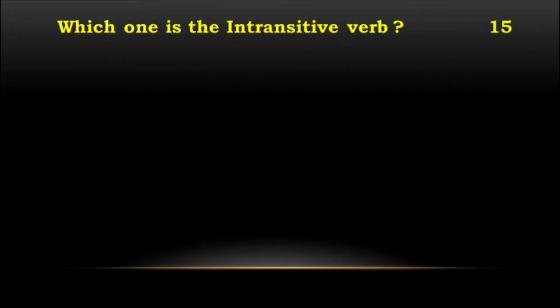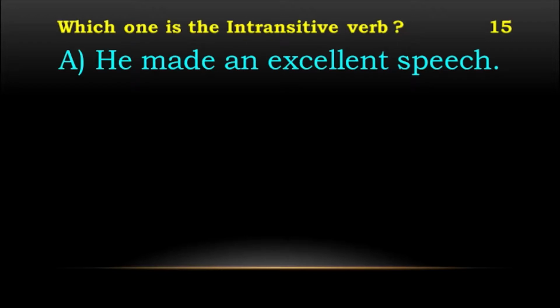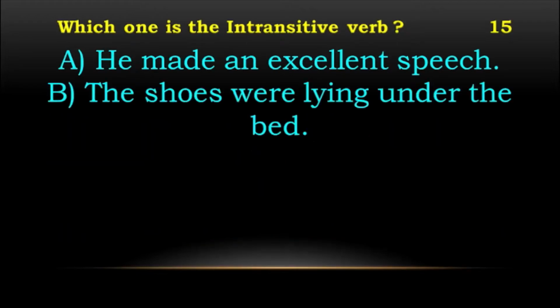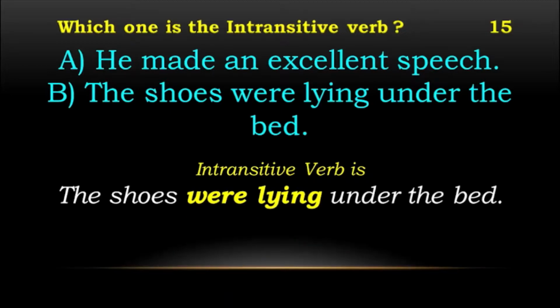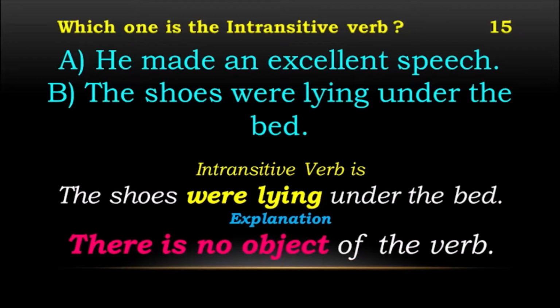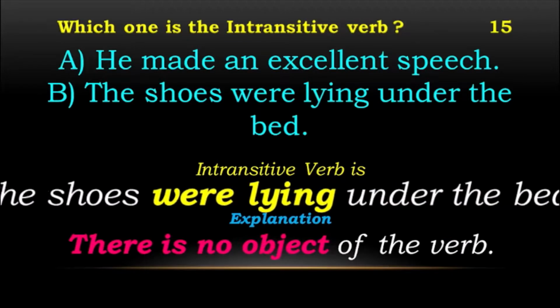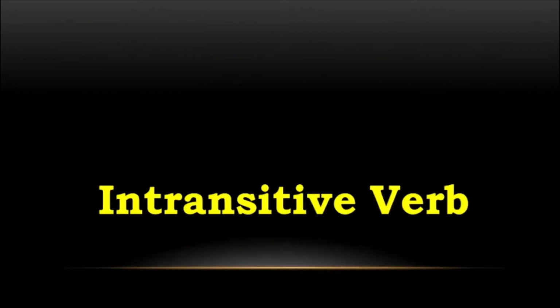Which one is the intransitive verb? He made an excellent speech. The shoes were lying under the bed. Yes, this is very easy. The intransitive verb is the shoes were lying under the bed. There is no object in this sentence. So lie, lay, lain, lying is your intransitive verb. The shoes were lying under.